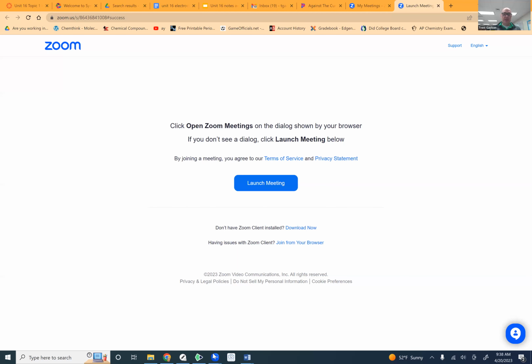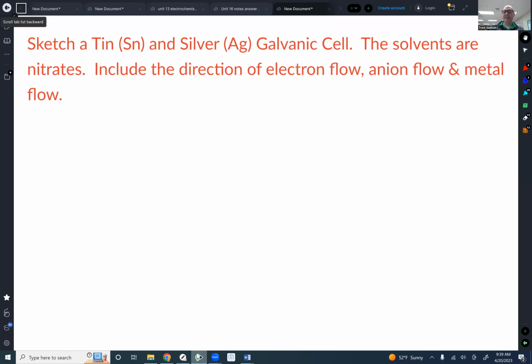Topic number 1, we got to draw a sketch of a battery. So let's do this very quickly, and then we can send you on to the rest of your world. Okay. So let's see, here we go. It's asking us to draw a galvanic cell.